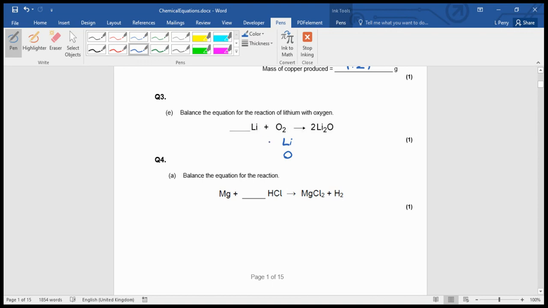I can see at the moment, I've got 1 lithium on the left-hand side and I've got 2 oxygens on the left-hand side. On the right-hand side, there's a big 2 in front of the formula. In maths, you'd put brackets around that and it would be 2 times everything in the bracket. So in the bracket, I've got 2 lithiums, but there's 2 lots of that, so I've got 4 lithiums. There's 1 oxygen in the bracket, and there's 2 lots of the bracket, so I've got 2 oxygens. So now I can see where my imbalance is. I need 4 times more lithiums on this side, so I put a 4 on the line.